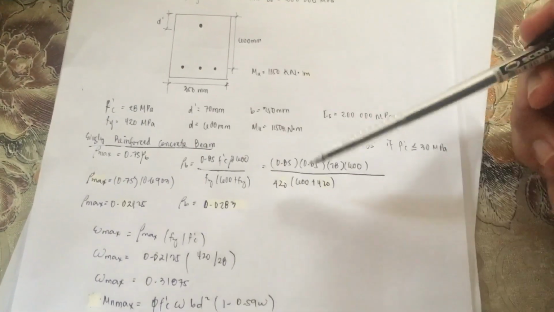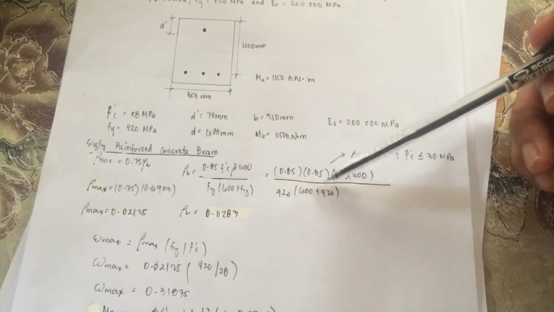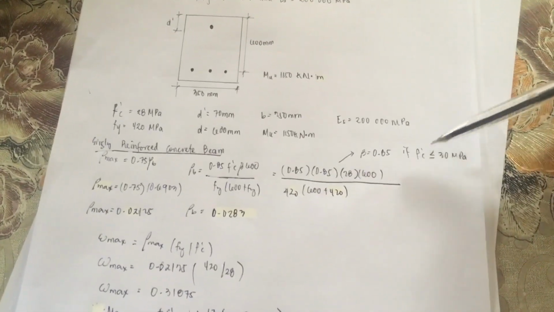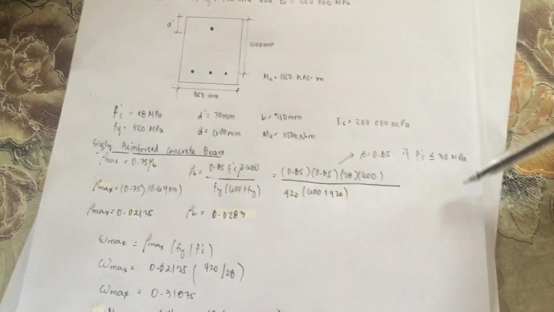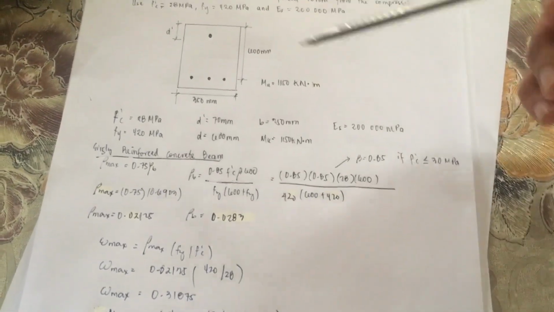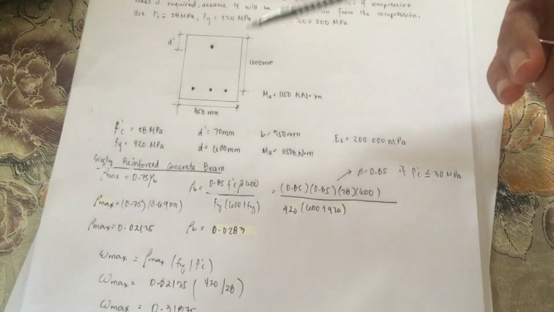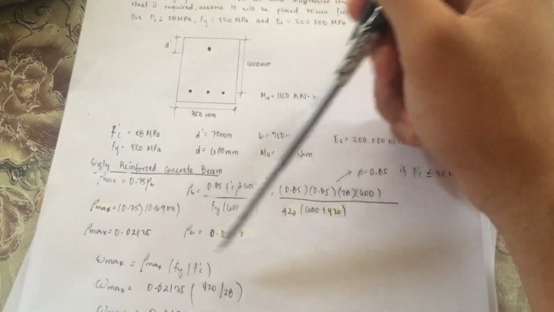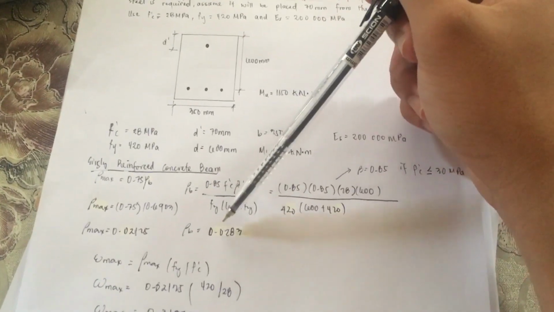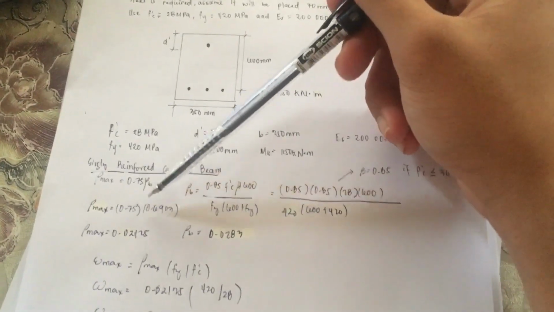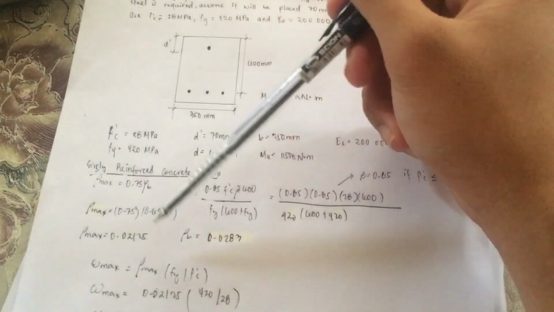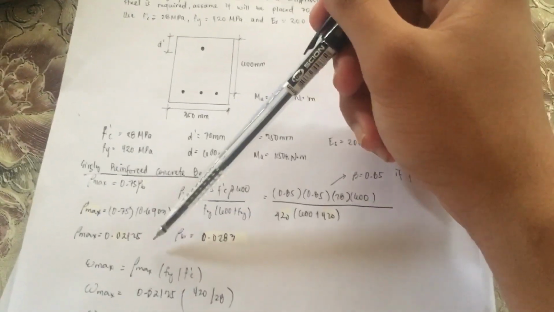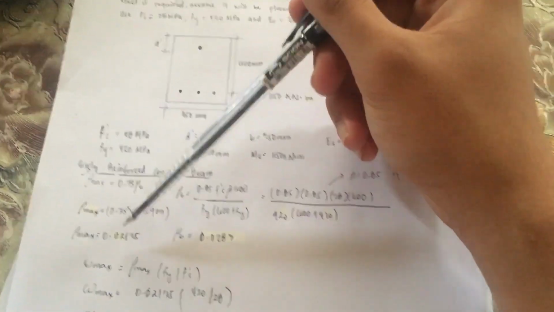Now remember ha, ang value sa beta is 0.85 if and only if ang value sa F prime C is less than or equal to 30 megapascals according to NSCP. So the next thing that you need to do is, since we now have the value sa steel reinforcement ratio, pwede na rin ito siya ma-substitute diri as ito ang Pmax to get the value of our Pmax, and we get 0.02125 nga value sa Pmax.